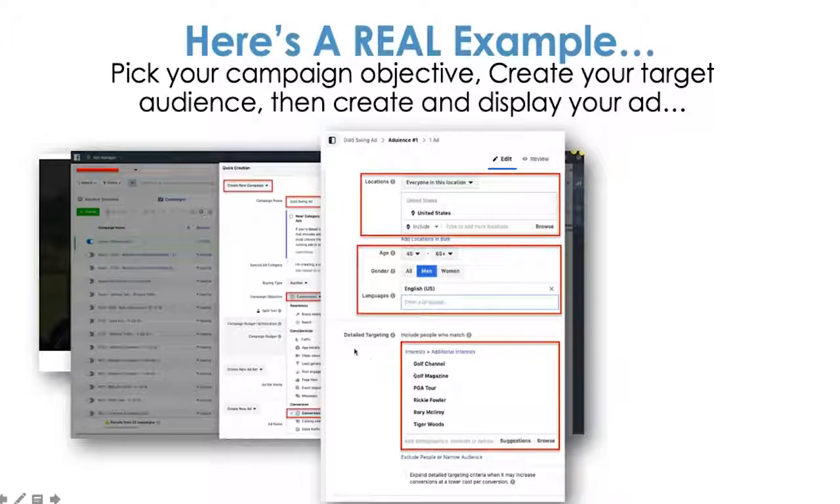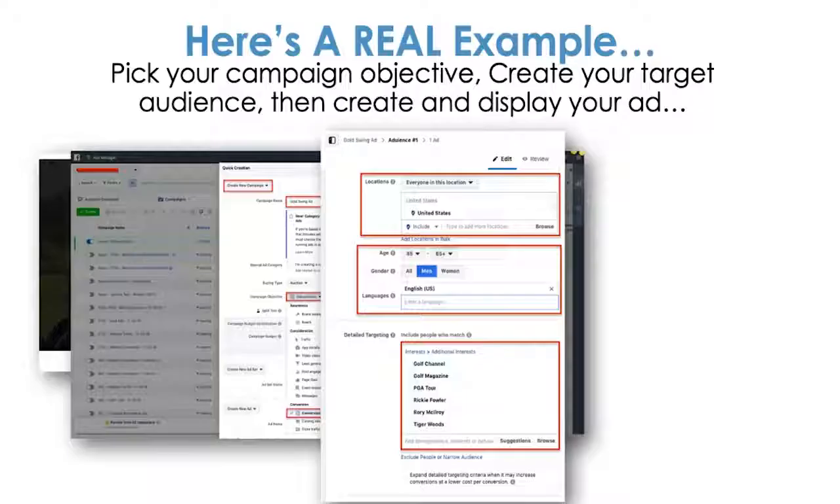It's kind of crazy. Then detailed targeting. So what are people interested in who want to go ahead and play golf? Golf Channel, Golf Magazine, PGA Tour, Ricky Fowler, Rory McIlroy, Tiger Woods. Guys, these are golfers. These are golf magazines. Guys, are you really going to go and pick up the golf magazine if you're not interested in golf? Like, use your noodle here. Is Eric going to pick up the golf magazine?